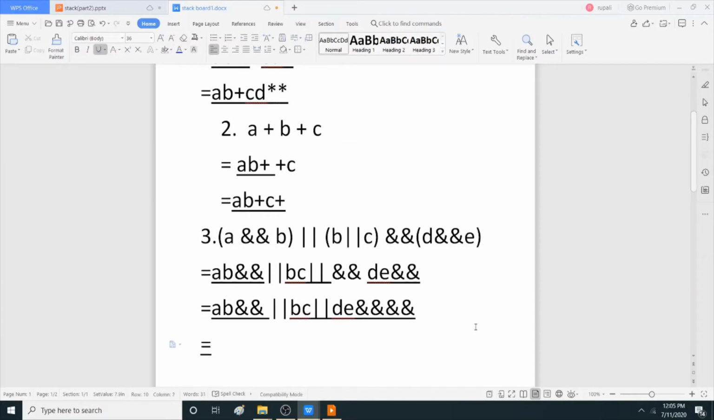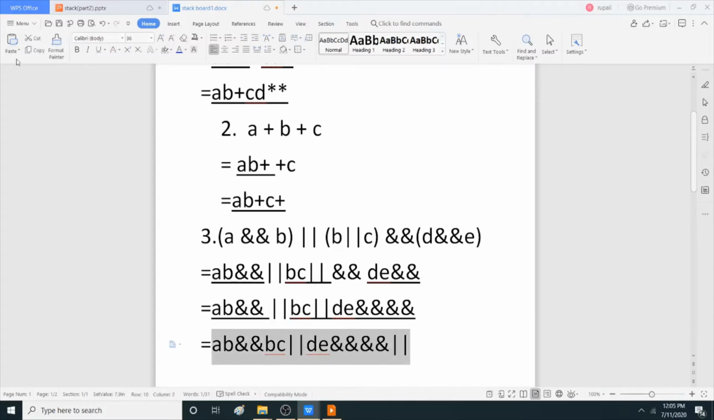Now after that, imagine this one is one operand and this one is another operand. In between these two there is one operator. So to make it postfix, you have to write and BC or DE and then this or comes at last. So this is our required result.